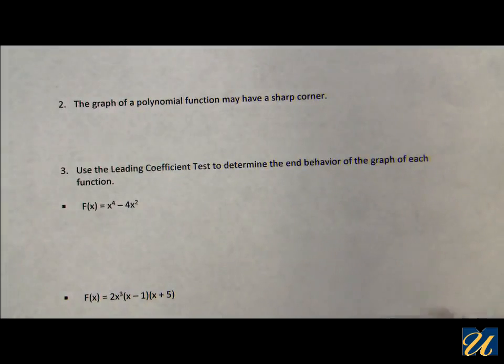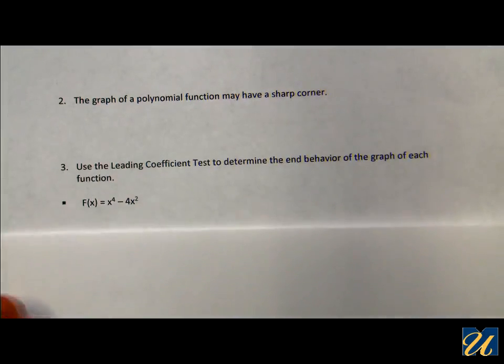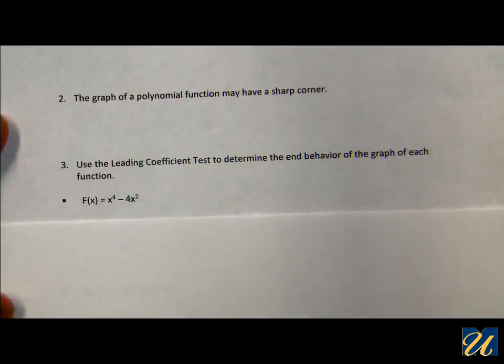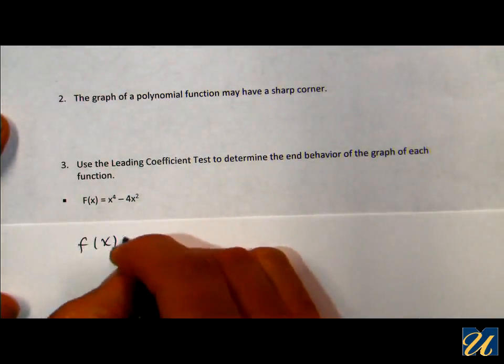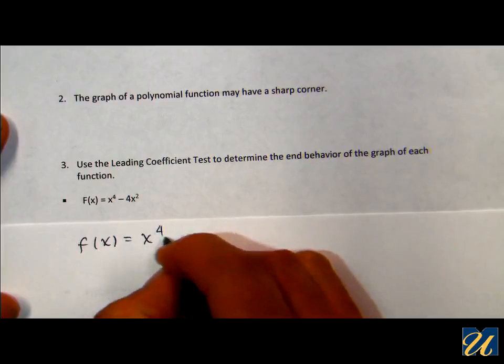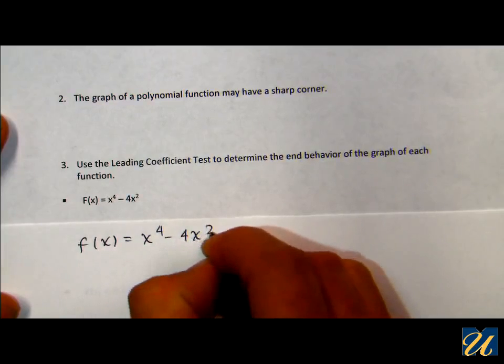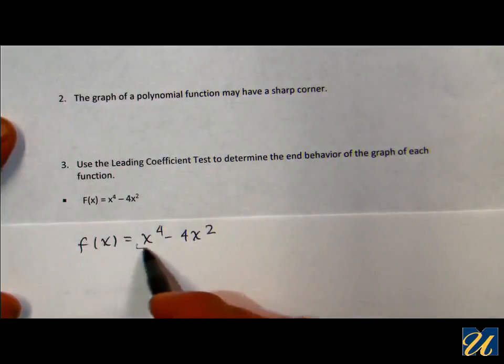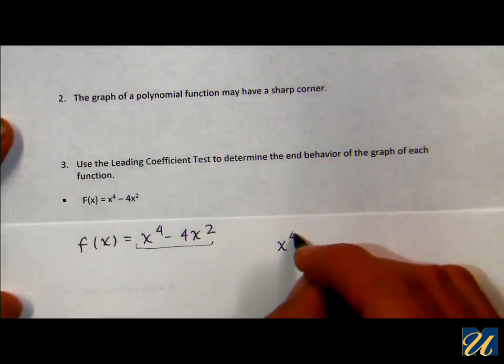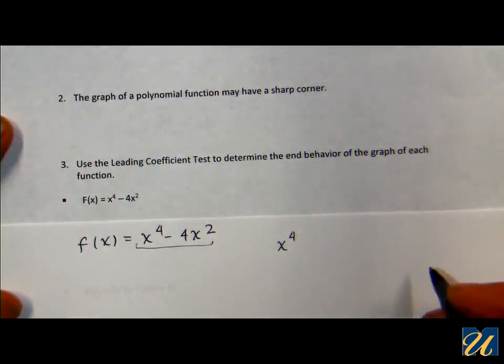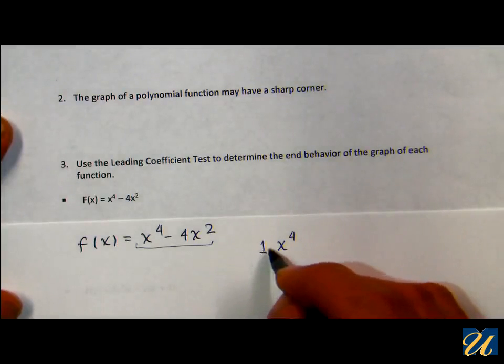Use the leading coefficient test to determine the end behavior of the graph of each function. Okay, so here we have the polynomial function f of x equals x to the fourth minus 4x squared. Quickly scan the whole thing. Pick up the term of highest degree. That's x to the fourth. The number in front here is positive 1.